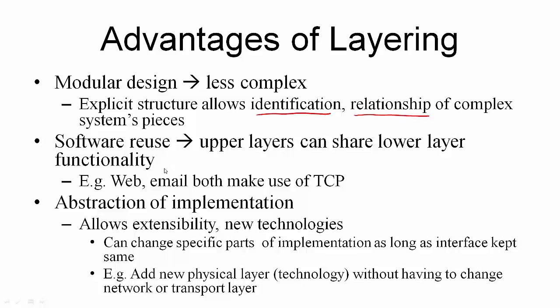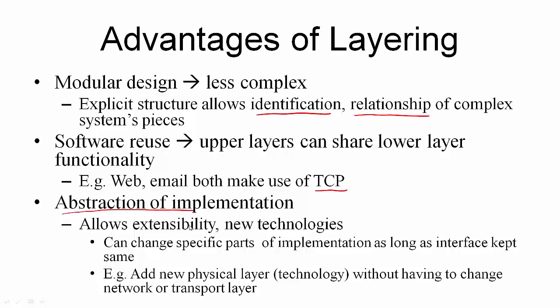For example, the web needs reliability, email needs reliability, both of them can now use the same transport layer protocol. This is something like calling the same function from multiple other functions. So now you have software reuse. And not only this, this abstraction of implementation allows extensibility and new technologies to be easily added.